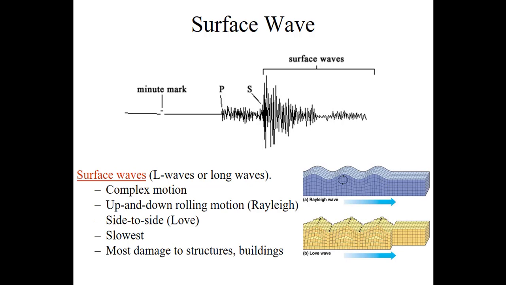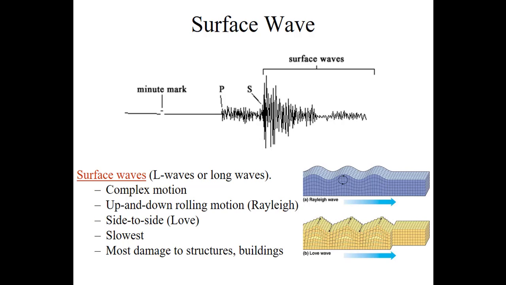And finally, you get to surface waves. While slower to arrive, these are the waves that do the most damage to buildings and structures. There are two types that move in a more complex motion than S and P waves. Rayleigh waves move in an up and down rolling motion similar to ocean waves. If you've ever been on a boat in the middle of a large body of water, this is how you get seasick.